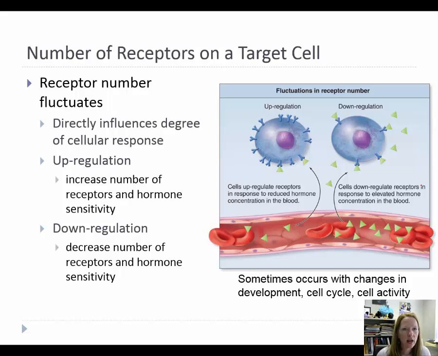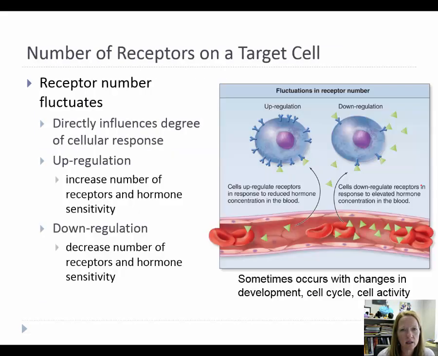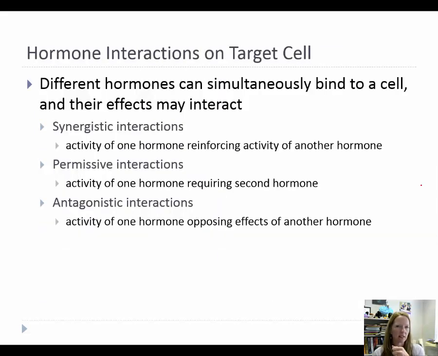So now let's go back again over here and look at how we have some cells that have 3 or more receptors, and that means 3 or more hormones can go in and bind to it. Let's see what happens when that's the case. There are 3 different types of interactions that occur when hormones interact with a cell. You can have a synergistic interaction, where one hormone reinforces the activity of another hormone, giving a much greater response.